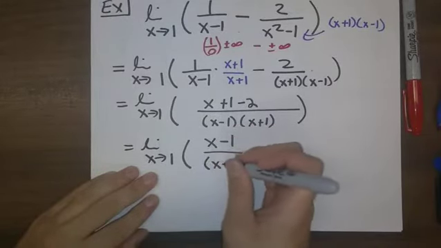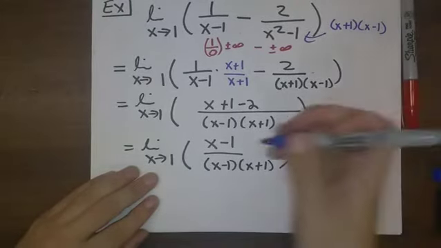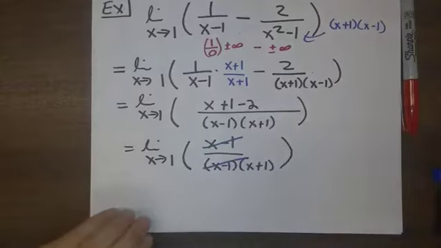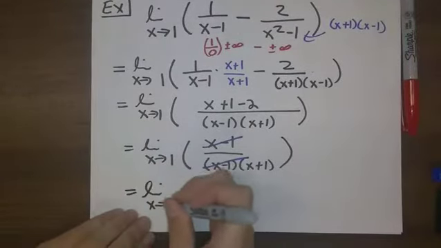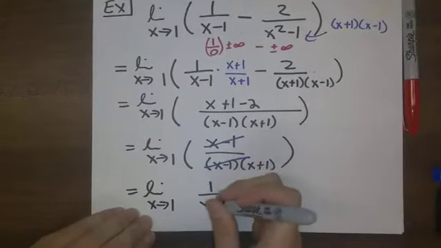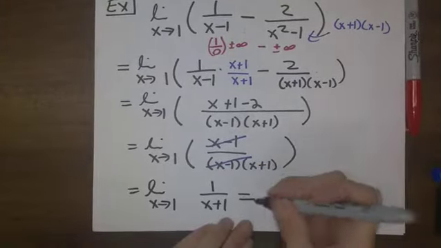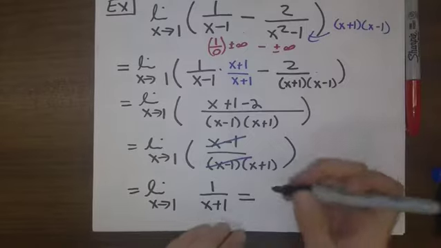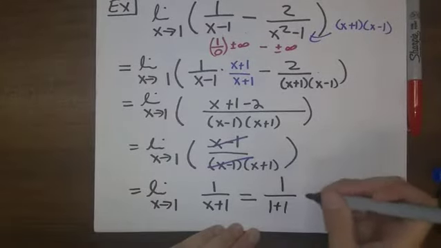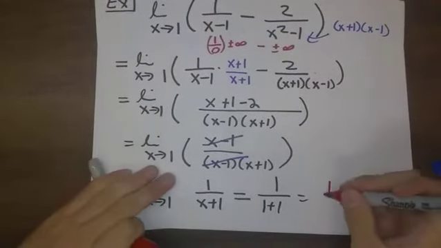And oh, look what happens. Once again, some magic cancellation happens, and we are left with the limit as x goes to 1 of 1 over x plus 1. And so now we don't have a problem when we plug in 1. This is continuous at x equal to 1. We can apply substitution. 1 over 1 plus 1. Our answer is 1/2.